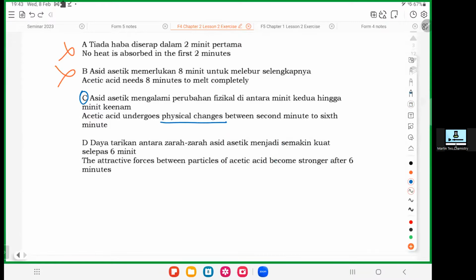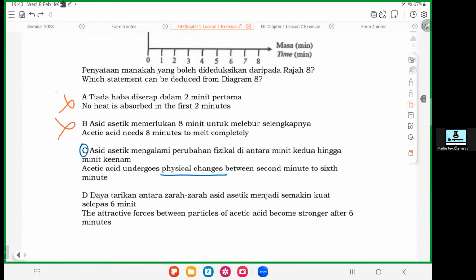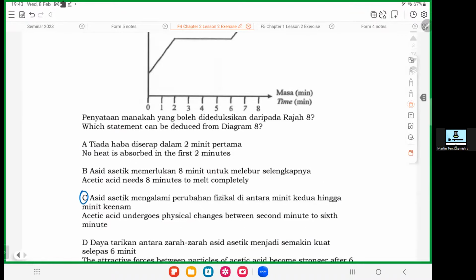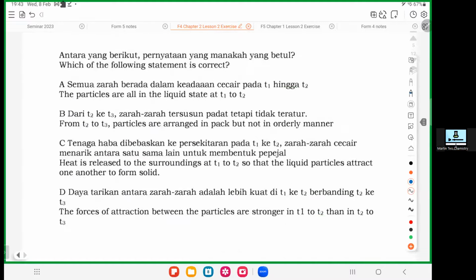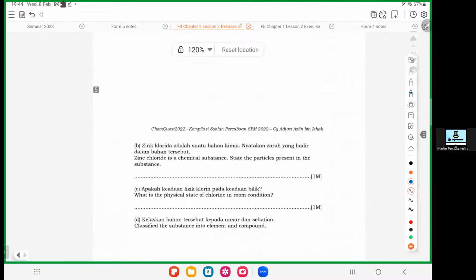That's why it's wrong. So guys, can you please let me know in the chat box, are you okay with this question? Not very hard, isn't it? That's exactly how we apply the knowledge that we learned today. Okay, so now let me show you a subjective question.